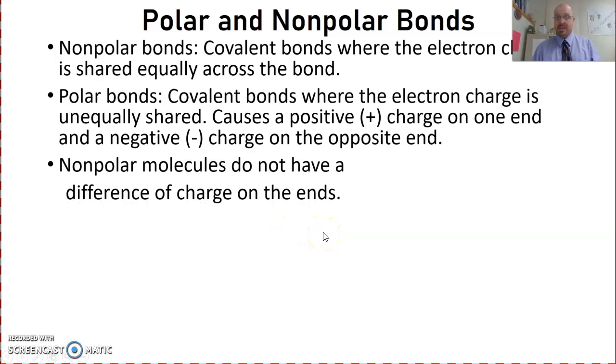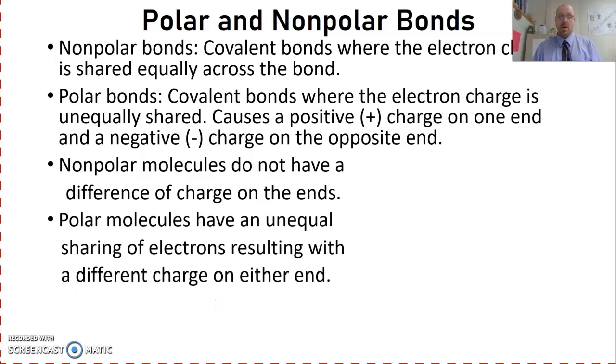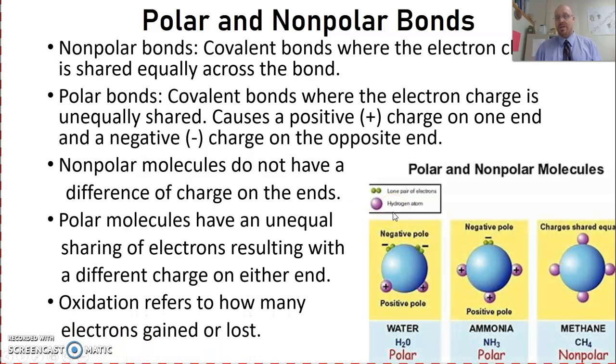Nonpolar molecules, again, do not have a difference of charge on each end. Nonpolar means they don't have a charge difference anywhere on their structure. Okay? Polar molecules have an unequal sharing of electrons, resulting in a different charge on either end. One of the ways to show that is over here with water, H2O. It's polar because here we have hydrogen atoms, the two little purple ones. Hydrogen is the purple ones, oxygen is the large blue one. So we have two hydrogen atoms attached to the oxygen to make water.